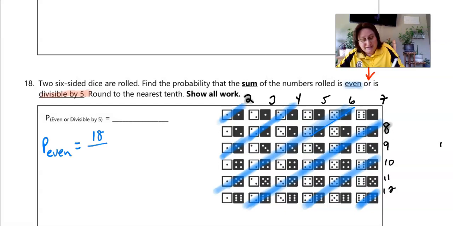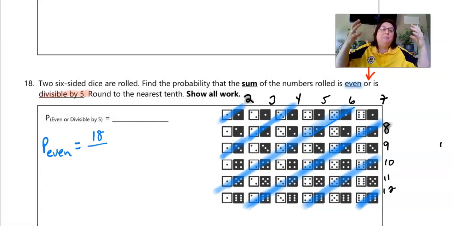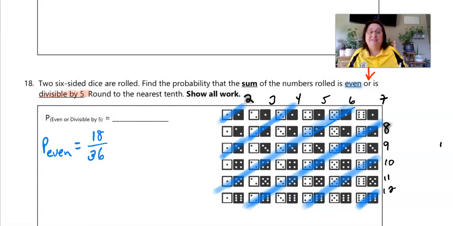There are 18 out of how many possible? Well, guys, what is our total sample set? How many different ways can we roll 2 dice? Did you guys count them all up and say, hey, Miss Smith, there are 36 different ways that we can roll those dice?